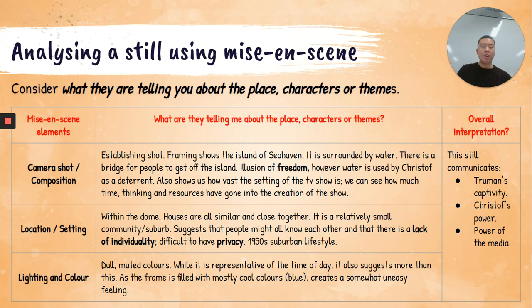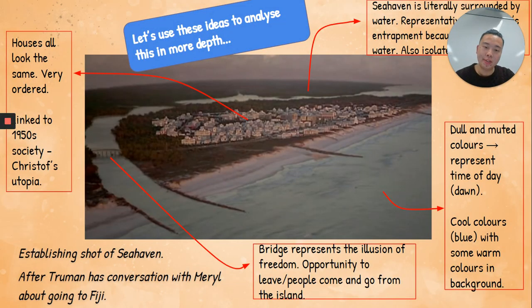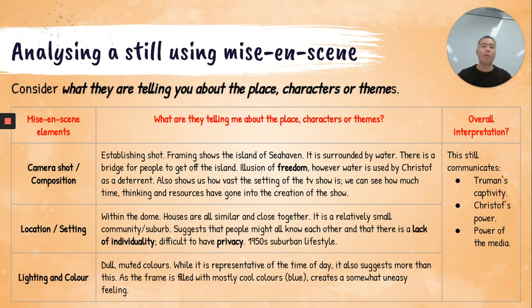So, when you analyze a still like this one of Sea Haven, you want to first identify the different types of mise-en-scene and the different elements that are used in this still or present in this still. But then you want to also think about what these elements of mise-en-scene tell us about the place, the characters, or the themes. So let me give you an example. Now, we know that one of the key elements of mise-en-scene is camera shots and composition. Now, what does that actually tell you about the place, the characters, and the themes?